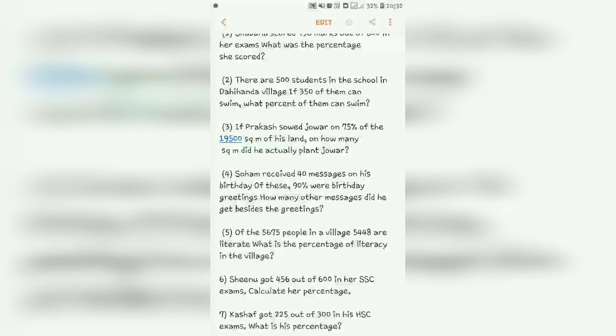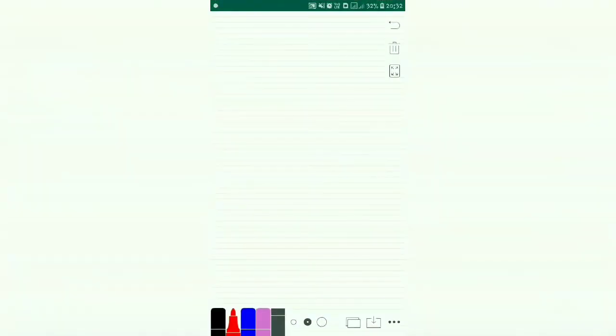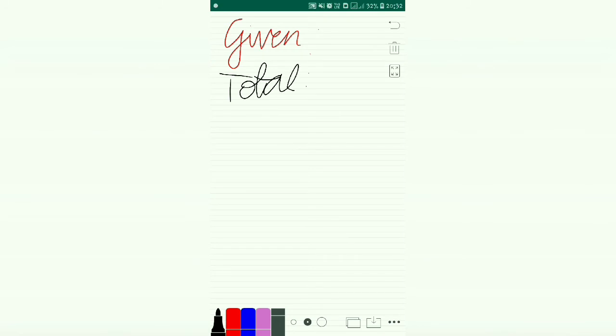Let's do question 4. Soham received 40 messages on his birthday. Let's write the given. Given is total 40. Percentage is given as 90. If you don't put the percentage sign after the number, then there are chances of getting 0. 90%. Okay. So write the formula.